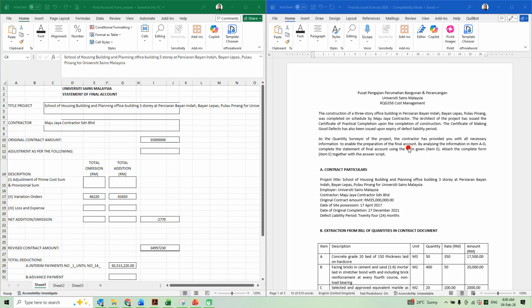Alright, now for the exercise, we're looking at this. We are imagining that there's a construction of a 3-story office building. The contractor is Madhujaya and you need to prepare the final account. Now this is the form, okay?